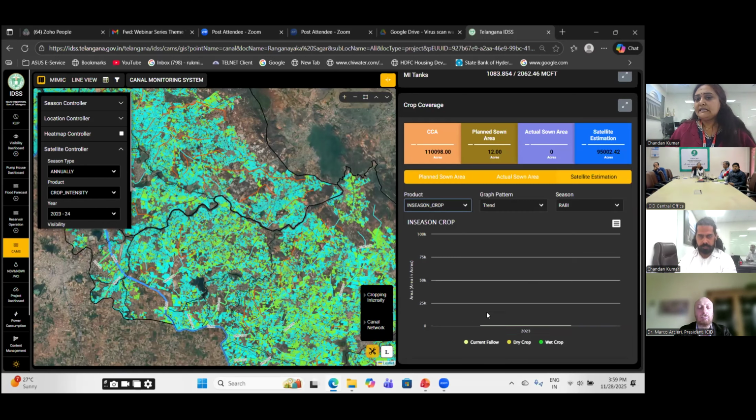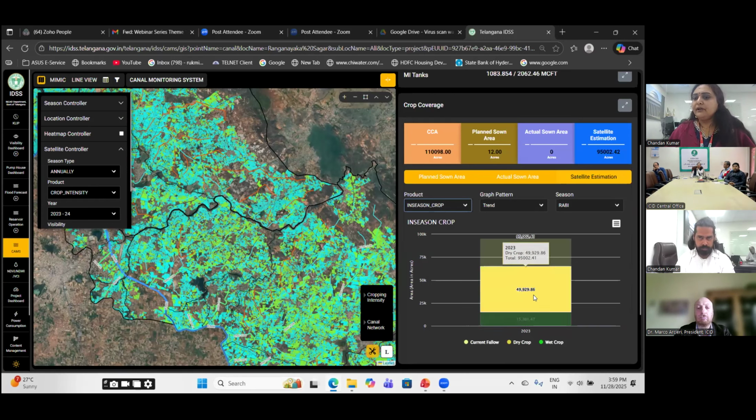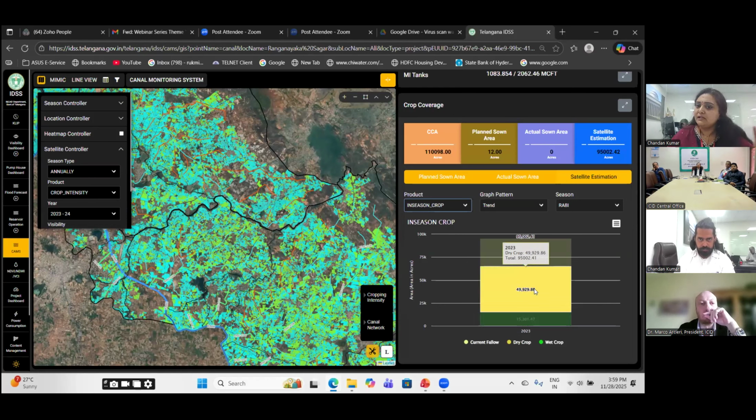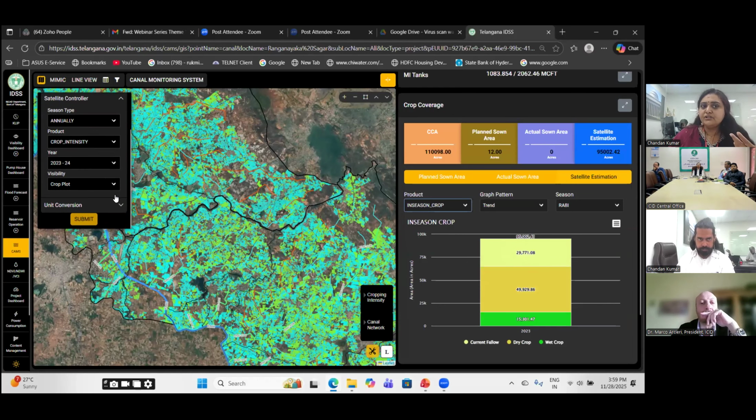Now coming to the in-season crop. In-season crop is nothing but the same: wet crop compared to dry crop compared to fallow. We can see the dry crop amount is more as compared to the fallow land, and the wet crop is less. So, given the water available, you don't need to put only the wet crop; the dry crop also can be sown in that particular area. This information helped the field officers and the people over there understand how the trend is changing.